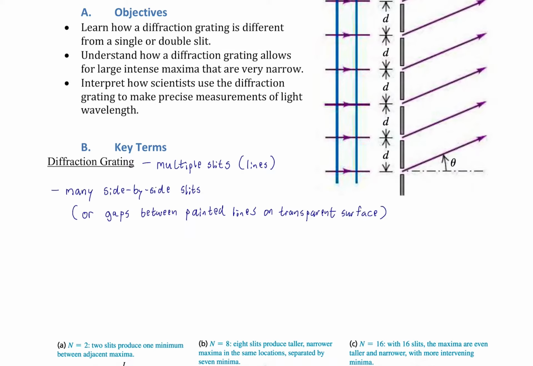Now these are many side-by-side slits, or gaps between painted lines on some transparent surface, and that's really the reason for the terminology lines. So that's it though. That's what a diffraction grating is. But what else can we say about it?